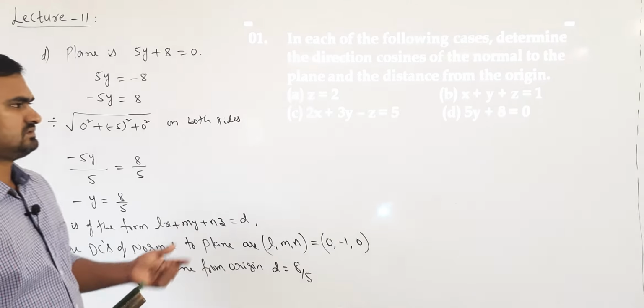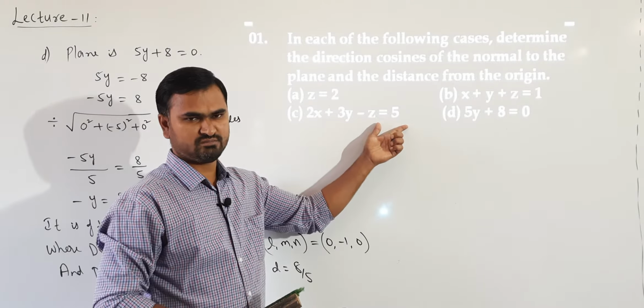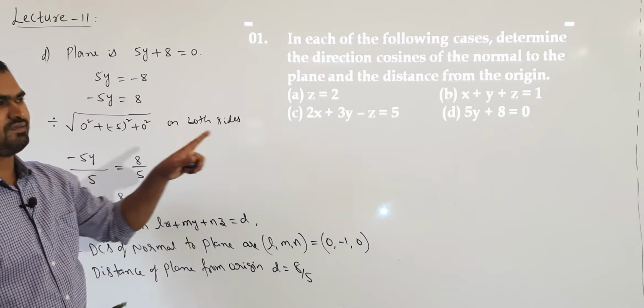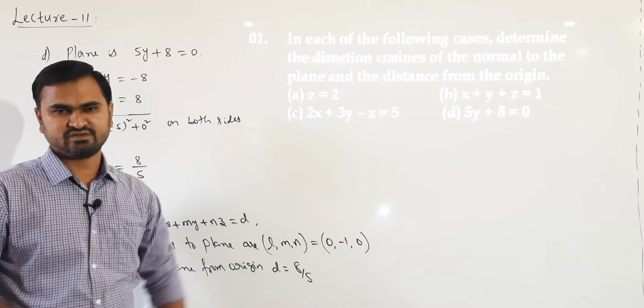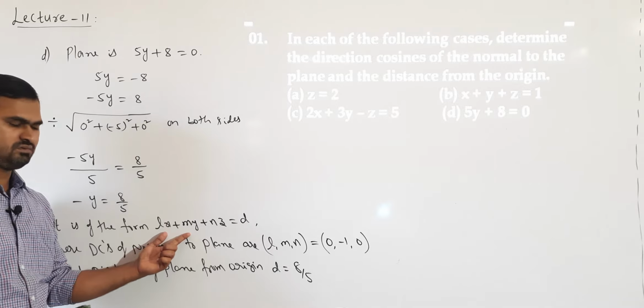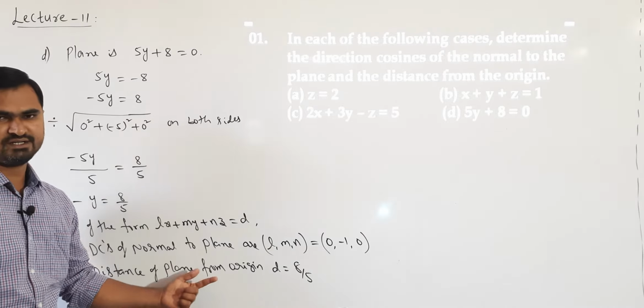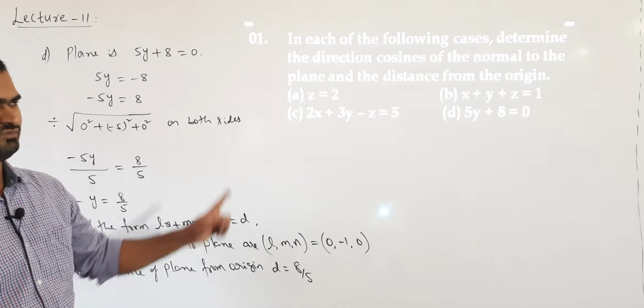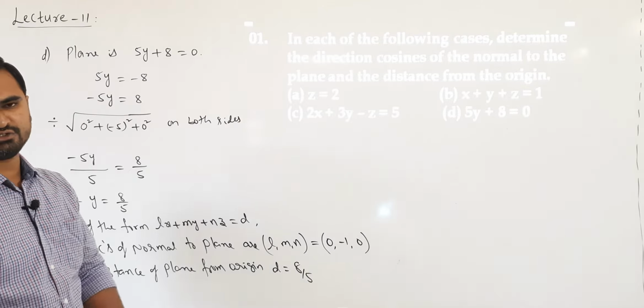Understanding? So any equation given in general form, first we take the constant to right hand side, make it positive, then divide by root of a square plus b square plus c square on both sides. Then we can convert equation of plane into normal form. Then we can write DCs of normal and distance of plane from the origin. Okay. So you can solve the remaining questions.